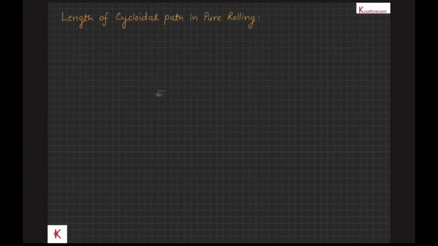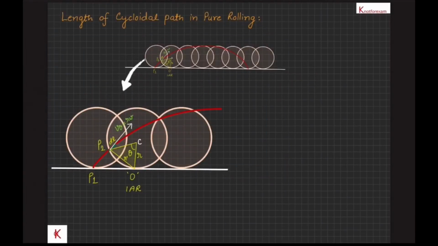So we are going to find out the length of the cycloidal path in pure rolling. Let's take a look at the given figure of a cycloidal path in pure rolling. Let point P on the circumference move from position P1 to position P2 and radius OP rotate by angle θ. At this instant, the instantaneous axis of rotation passes through point O and velocity will be perpendicular to OP. That should be in the tangential direction.